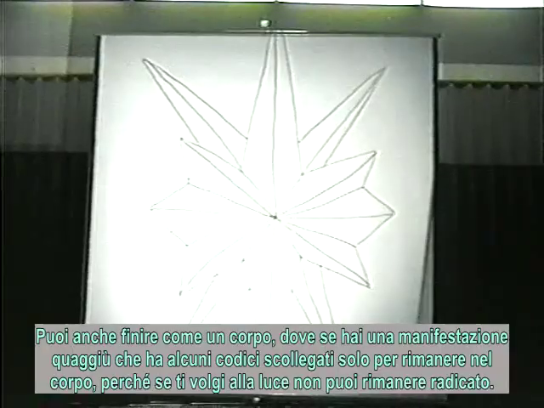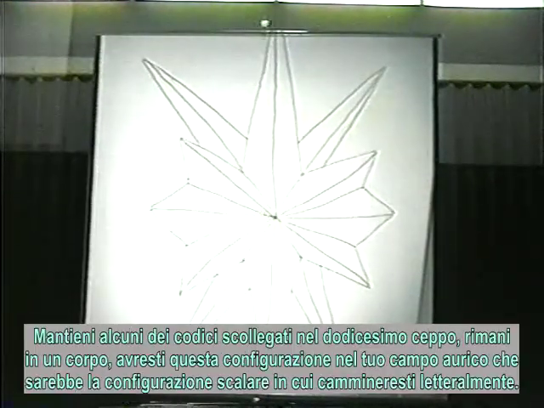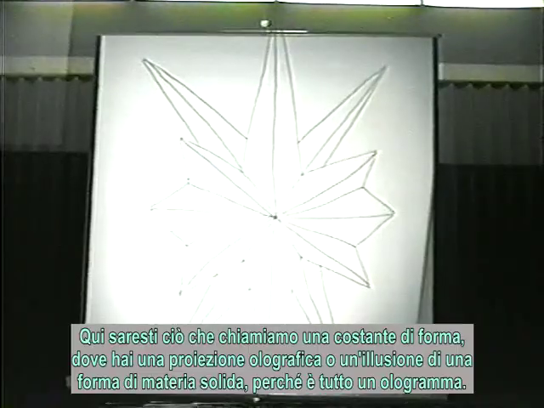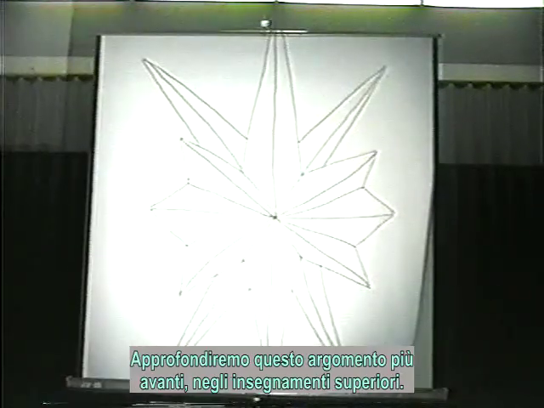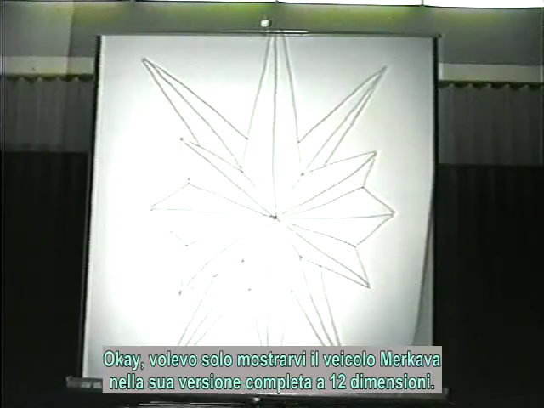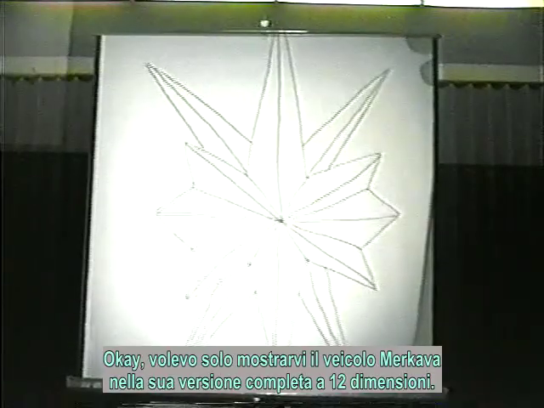You can also end up in a body where, if you have a manifestation down here that has a few codes unplugged just to keep in body, because otherwise you can't keep yourself grounded, you keep some of the codes unplugged in the 12th strand to stay in a body, you would have this configuration in your auric field. That would be the scalar configuration that you would literally be walking around in. You'd be what we call a form constant in here, where you have a holographic projection or illusion of a solid matter form, because it's all hologram, really. We get into that later in the higher teachings. Okay, so I just wanted to show you the full 12th dimensional Merkaba vehicle.